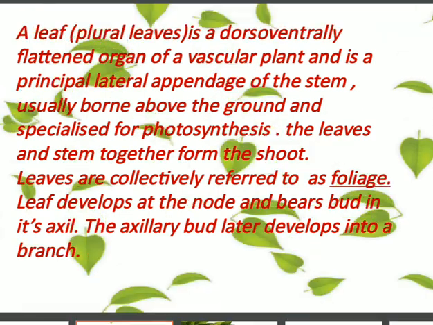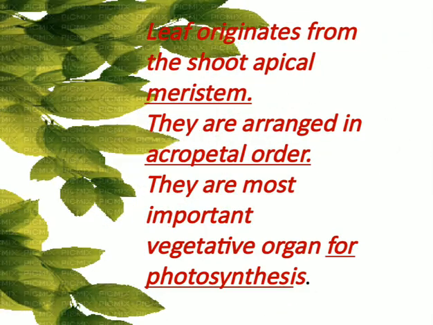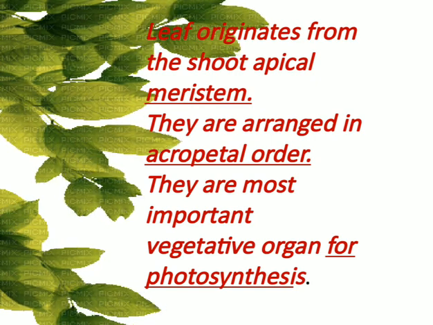Now, the leaf originates from the shoot apical meristem. As you know, the meristematic tissue is present in the shoot and the root. The shoot apical meristem leads to the elongation of the shoot as well as the development of the leaf. The leaves are arranged in an acropetal order. I mean to say by this that the youngest leaf is at the tip and the oldest leaf is downwards.